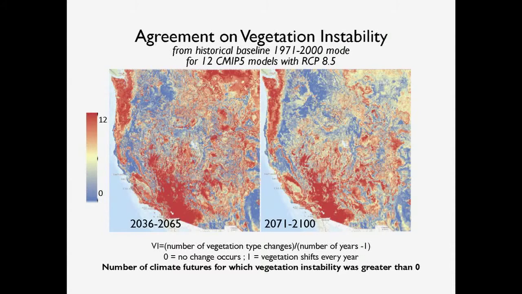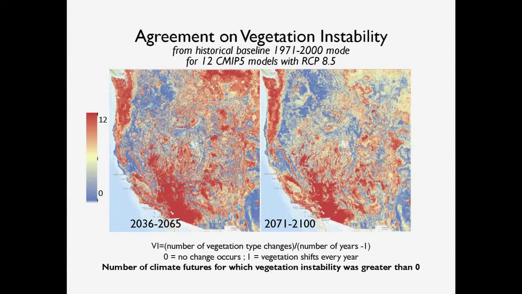And so when you summarize everything, this is the agreement between all the model instances. In red is where the 12 models agree there's going to be a change in vegetation. And so you have mid-century on the left and the end of the century on the right. And you can see that the change between historical and mid-century is larger. There's more shifts in vegetation than at the end of the century. In other words, it kind of stabilizes by mid-century. And we're trying to figure out, okay, what makes it change? Why is it so flashy?